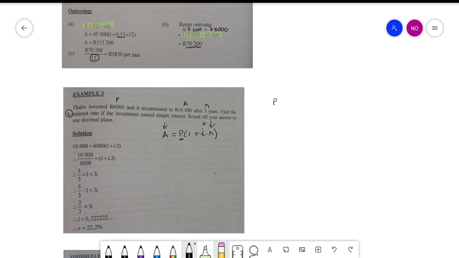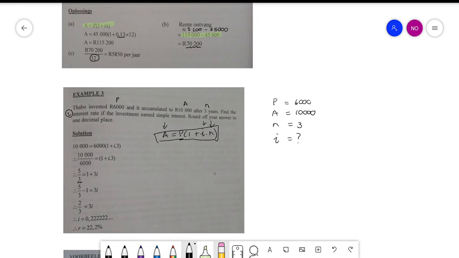So you have P that's equal to 6,000, you have A that's 10,000 and you have N that's 3, so you are looking for I. So you just substitute that into your correct formula. Remember today we are only working with simple interest. So dan sit jy net die 10,000, die 6,000 en die 3 in. I just want to go through these steps because there might be some calculating stuff here. So now remember you divide by the 6,000. So 10,000 divided by 6,000 simplifies to 5/3.